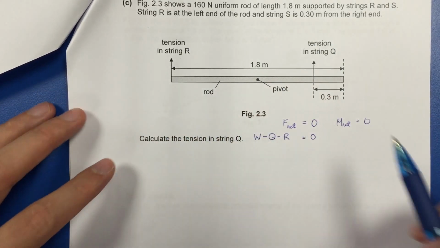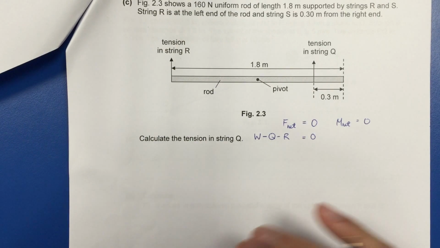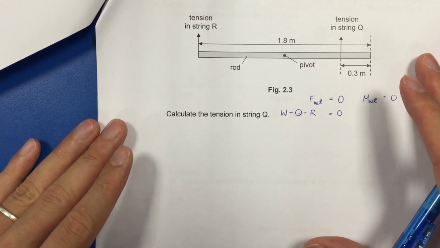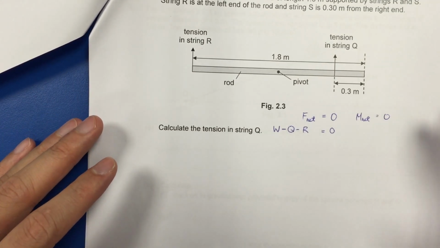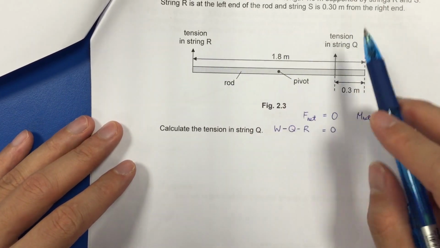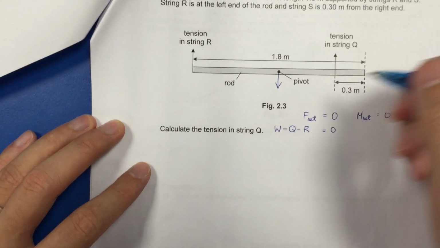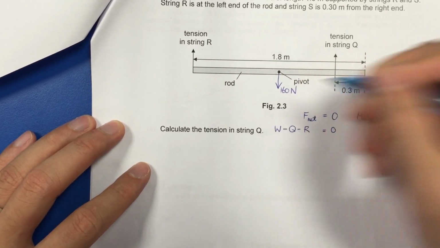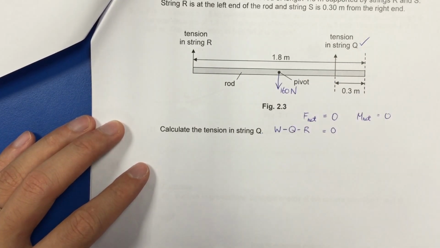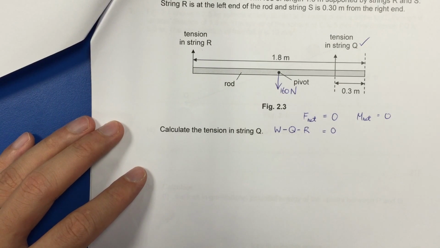Okay, now let's get back to what this question wants. So if you just want to solve this question, you have two unknowns. You do not know what is the tension in R, you do not know what is the tension in Q, but you know the weight of this thing is 160 Newton. And you want to find this guy, right?